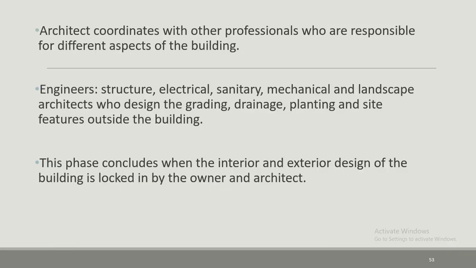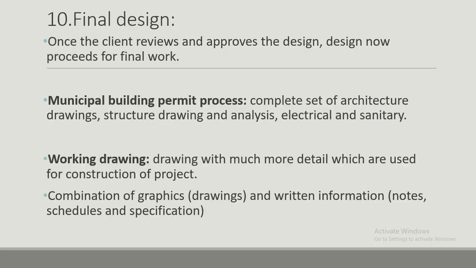In this stage, the architect coordinates with other professionals who are responsible for different aspects of the building. These include engineers such as structure, electrical, sanitary, mechanical, and landscape architects who design the grading, drainage, planting and site features outside the building. This phase concludes when the interior and exterior design of the building is locked in by the owner and architect. Once the client reviews and approves the design, it now proceeds for final work.